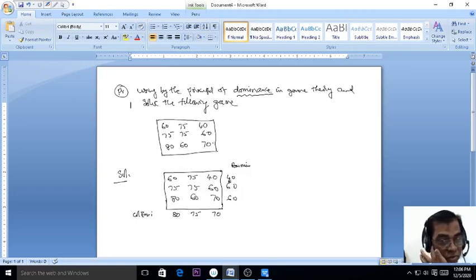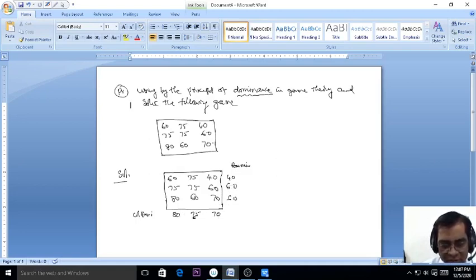Okay. So here in these values, if any one value of the row minimum and column maximum is the same, that point is called a saddle point. If the saddle point is available in the question, immediately stop the problem. That is the solution to the problem. Because here it is 40, 60, 60 and here 80, 75, 70, so all values are different.